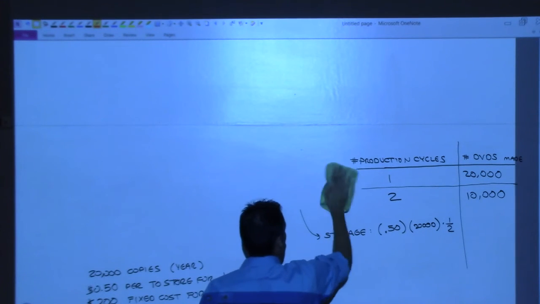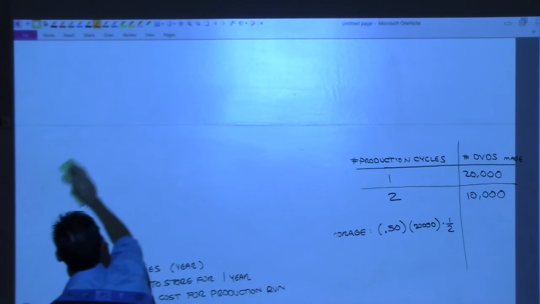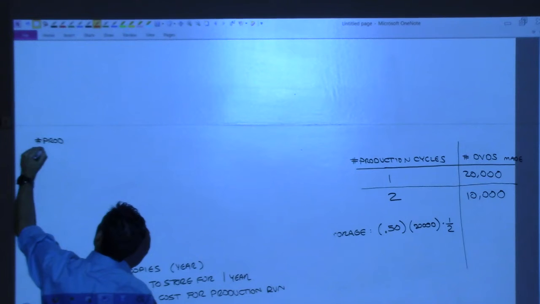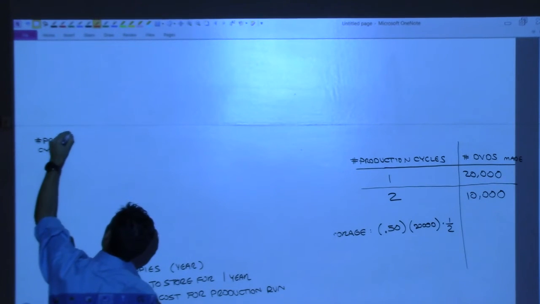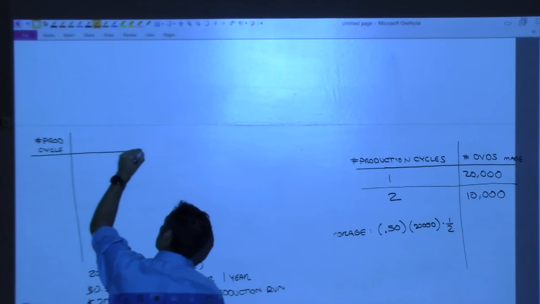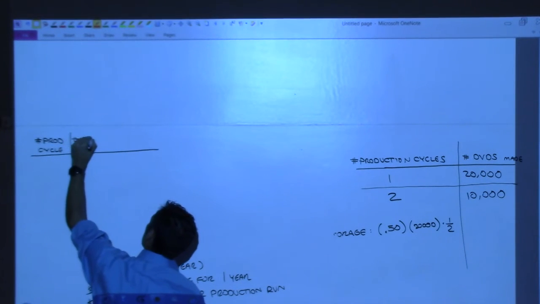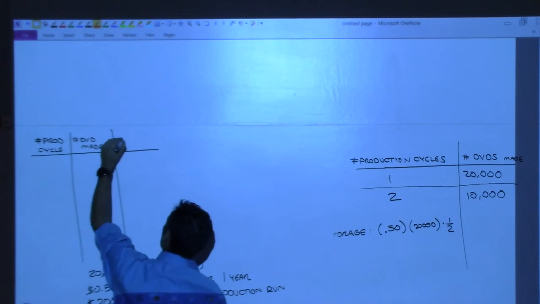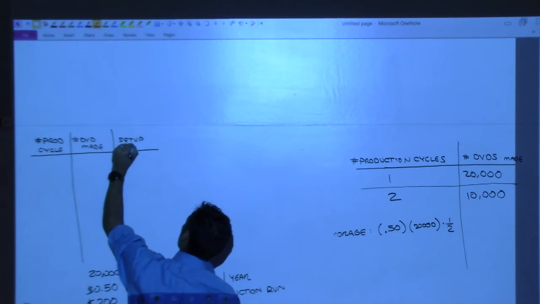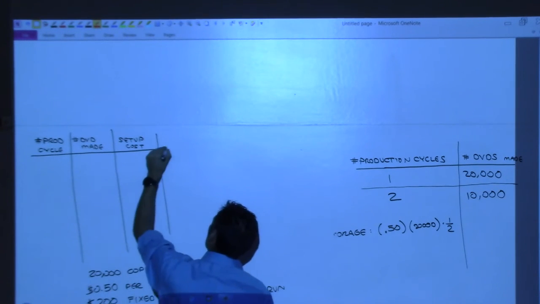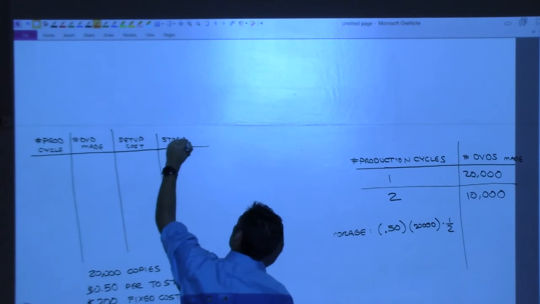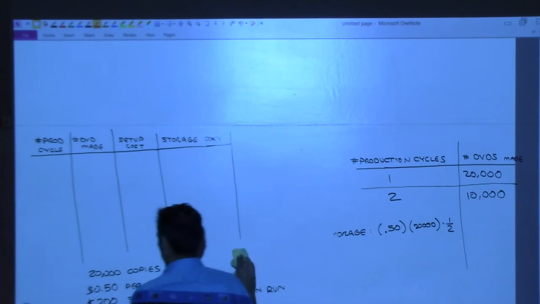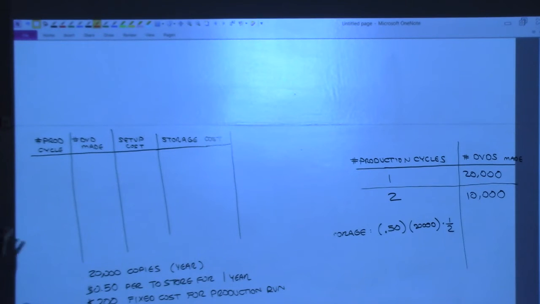I'm going to do a new table, okay? Let's do a new table. Let's do number of production cycles. Okay. Let's do number of DVDs made during that cycle. Let's do setup cost. And then last one, let's do storage cost. Let's put them all together on a table. This might visually make the most sense. You all understand what I'm trying to do here? I'm trying to visualize kind of what's happening.